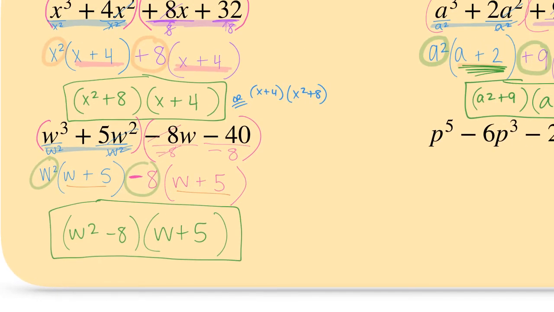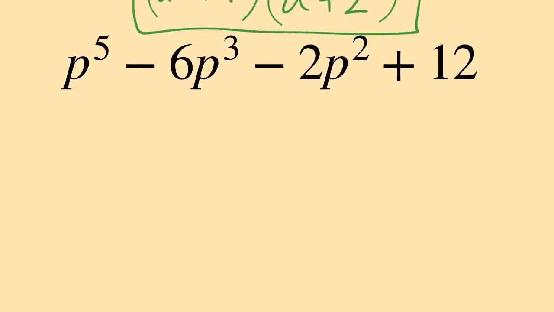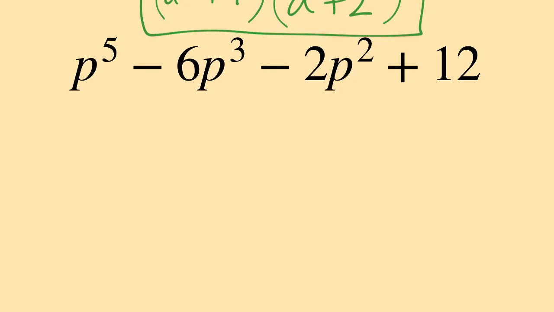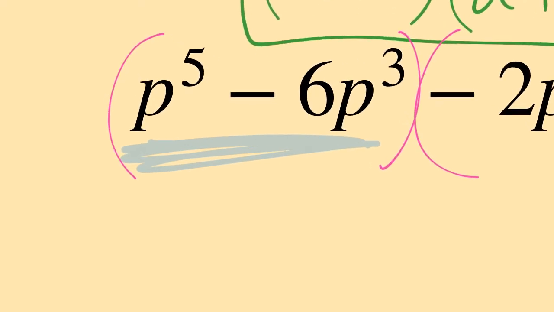All right, and the last example here. So let's take a look at this one. Same thing, let's go ahead and group them. So we're going to group the first two, group the last two. And let's look at the first group. So what's the greatest common factor here? How many p's can I take out? Well, it looks like this time I can actually take out 3 of them, right?